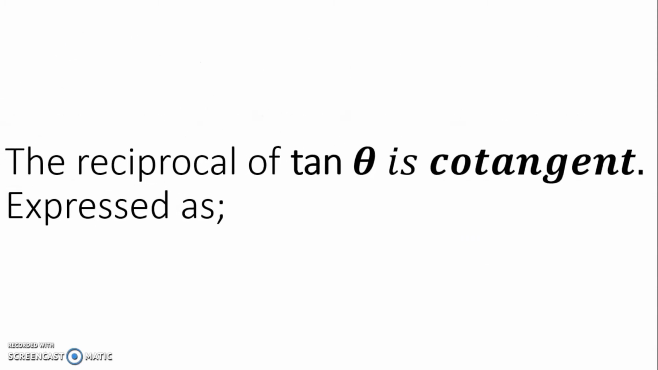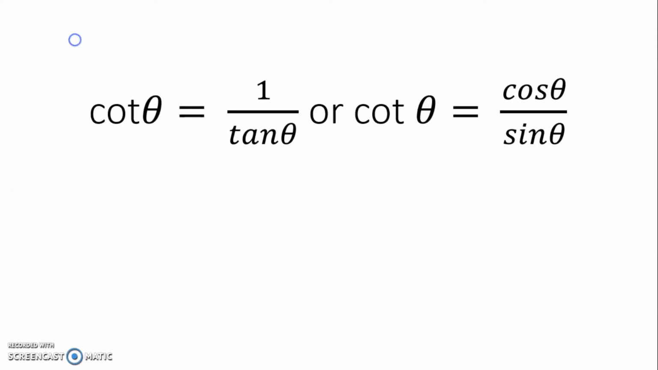The reciprocal of tan theta is cotangent, and it is expressed as cot theta is equal to 1 over tan theta, or cot theta is equal to cos theta over sine theta. Whichever one you want to use, you will still arrive at the same result.